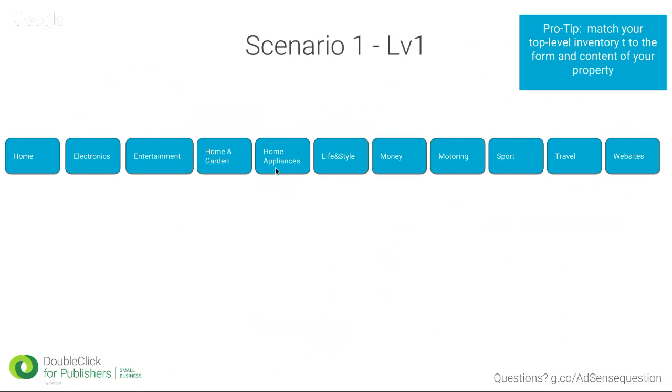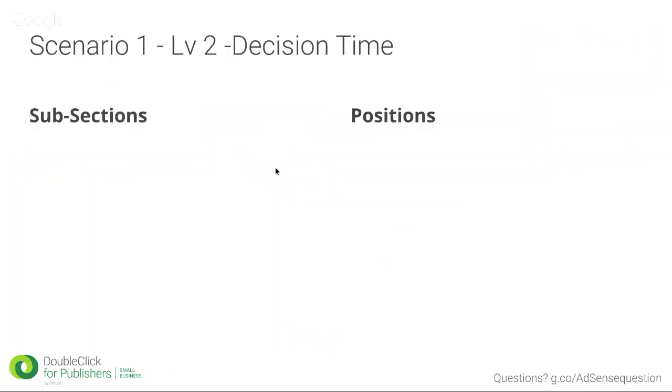Now, our second level, and this is where decision time comes. Our second level, well, this really depends on your rate card and your direct sales. And I really can't stress this point enough, because your second level will be completely determined by your direct sales and your rate card. So depending on how you sell and where the demand for your inventory is, from a direct sales point of view, you will either choose a subsection or position for your second level.